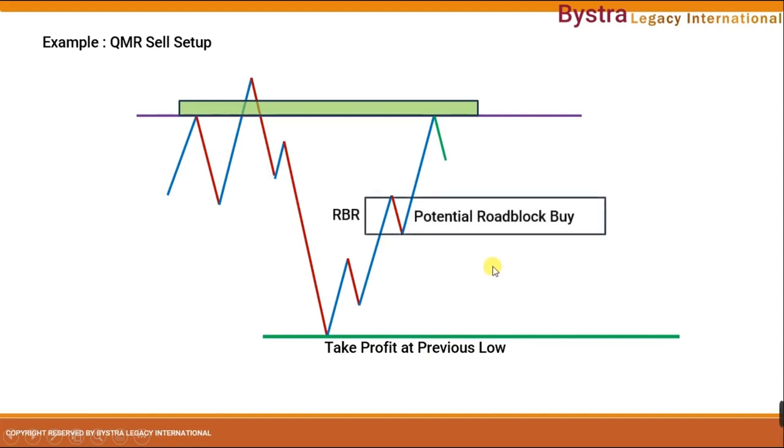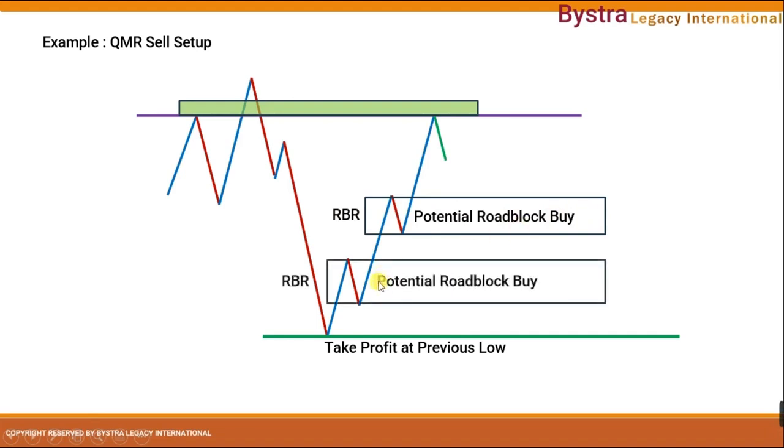The first potential roadblock we can identify here is the demand zone. One of them is the rally-base-rally. So rally-base-rally is a demand zone. This is a roadblock to buy. And not only that, there's another roadblock here at the bottom, another potential roadblock to buy. So this area is the roadblock that we are facing before the price reaches our take profit.